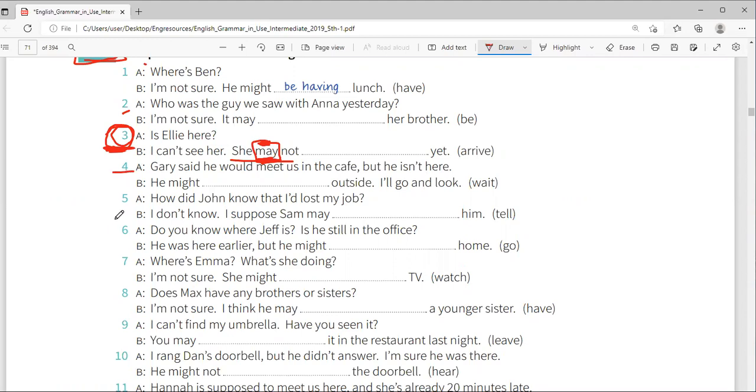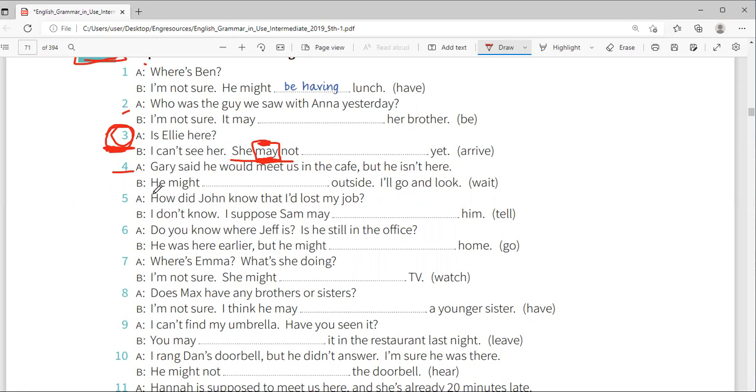Gary said he would meet us in the cafe. But he's not. He isn't here. He might be waiting outside. I will go and look. Yes. Gary said he would meet us in the cafe, but he isn't here.